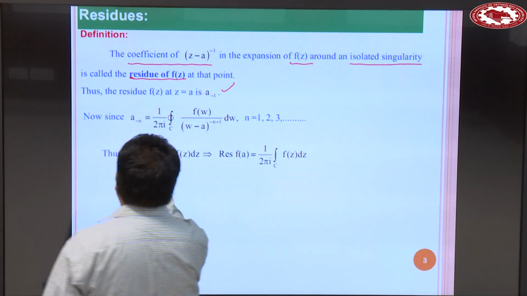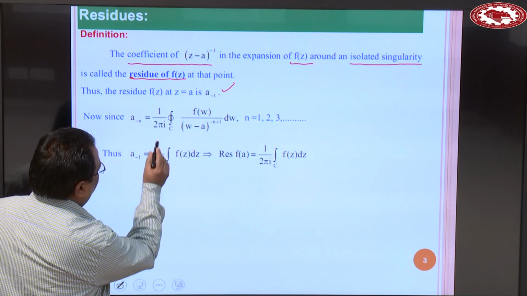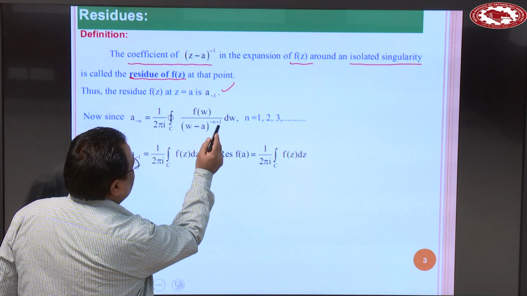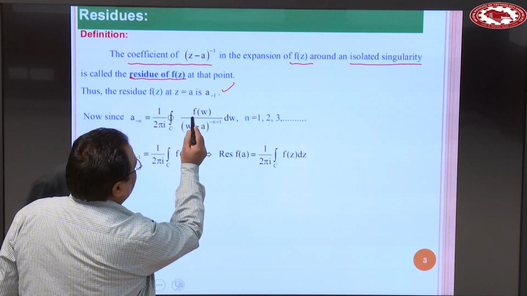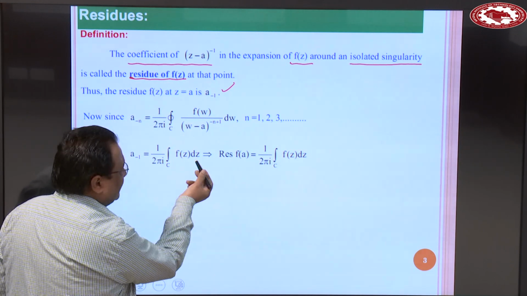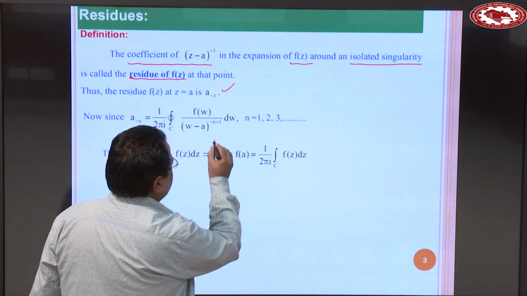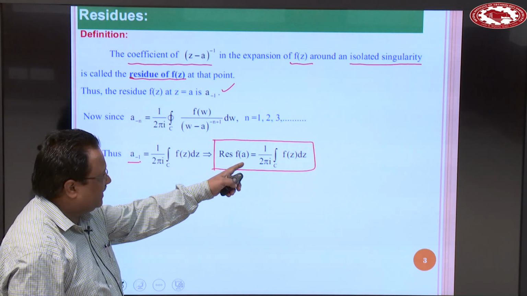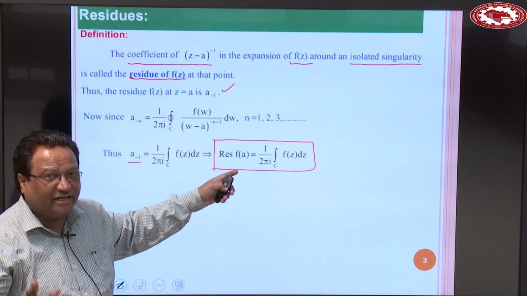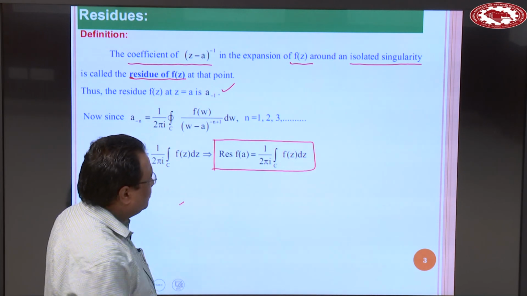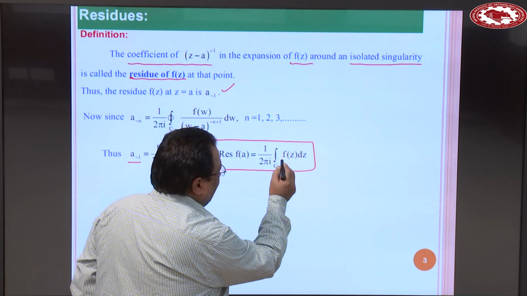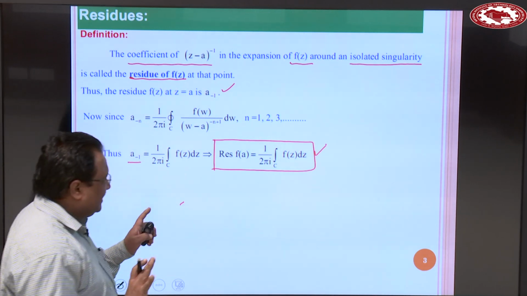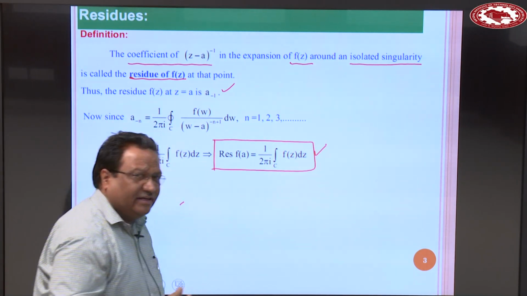So, when you substitute n equal to 1, we get a_(minus 1) equal to 1 over 2 pi i integral f(z) dz. When you put n equal to 1, minus 1 plus 1 is 0, so the power is 1, and we obtain f(w) dw, which can be written as f(z) dz. This means the residue a_(minus 1) is equal to the residue of f(z) at z equal to a. Clear? So, residue is equal to 1 over 2 pi i integral f(z) dz. In this way you can evaluate the value of the residue. But the question here is, how can we evaluate the integral value?